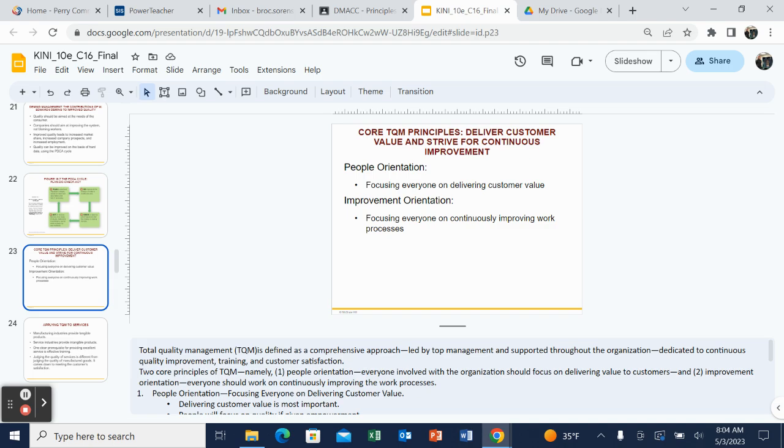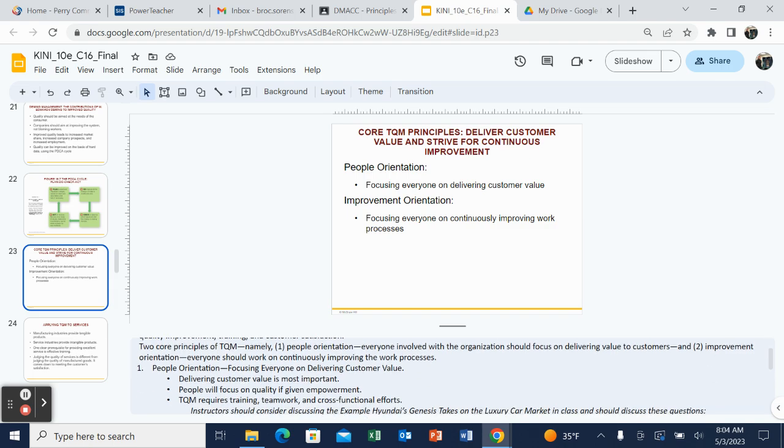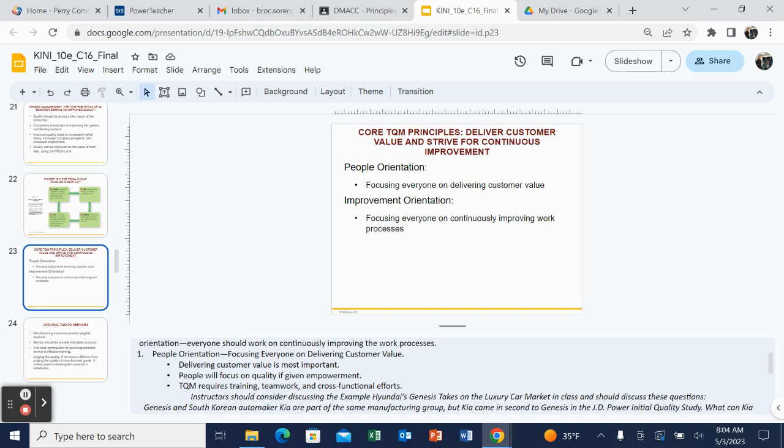So with our people orientation, it's focusing everyone on delivering customer value. So delivering customer value is most important. People will focus on quality if given empowerment. And then TQM requires training, teamwork, and cross-functional efforts. So with TQM, that people orientation, it's getting people to understand that customer value is the most important. It's also understanding that it's good to know multiple different situations, multiple different parts within an organization.